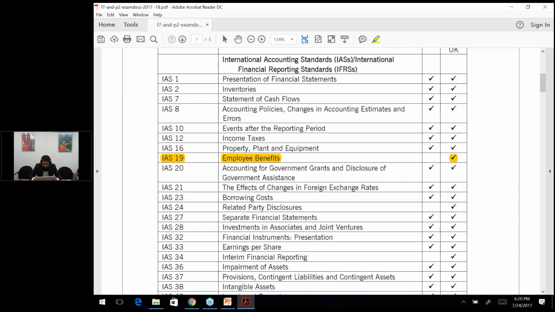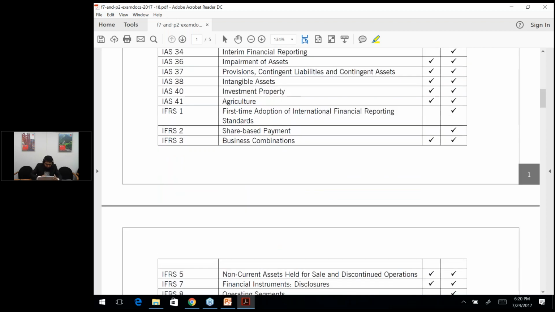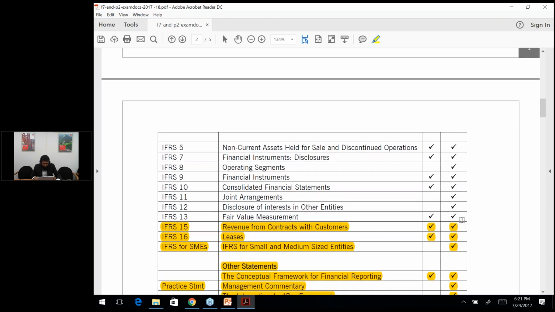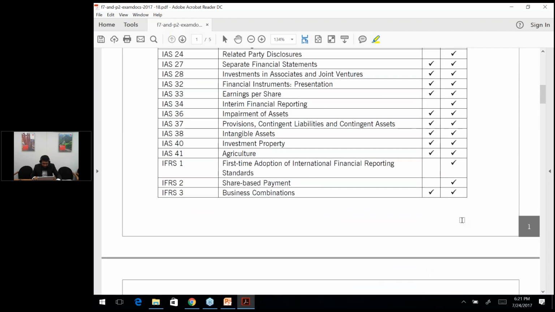So that means the students will need to have knowledge of IFRS 15, which is revenue from contracts with customers, because this is what is going to be applicable to the P7 exam now. And at the same time, there is no IAS 17 applicable, so you will have to have the knowledge of IFRS 16 leases. So these are the two accounting standards that have been added. Otherwise, the entire accounting standard thing remains the same.